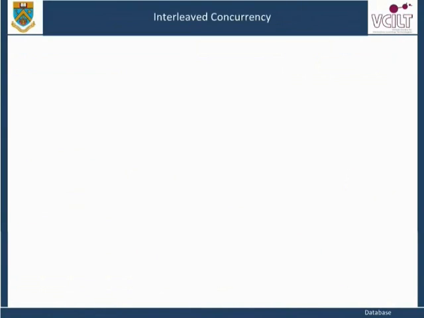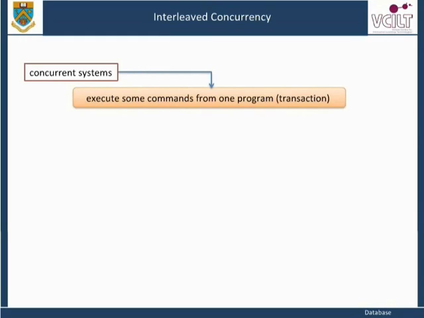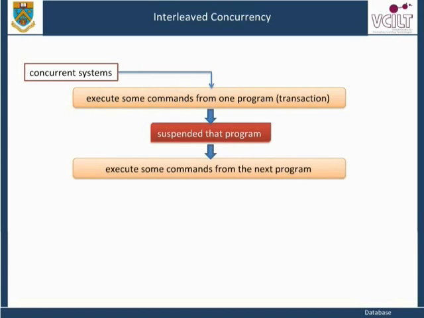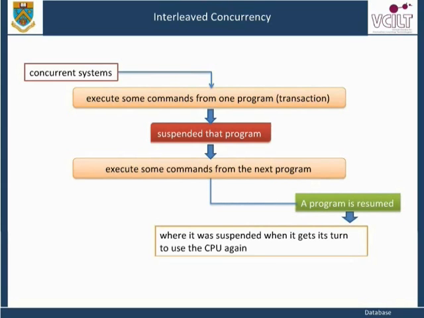Let's look at interleaved concurrency. To avoid excessive delays, concurrent systems execute some commands from one program, transaction, then suspend that program, and execute some commands from the next program, and so on. A program is resumed at the point where it was suspended when it gets its turn to use the CPU again. This is known as interleaving.